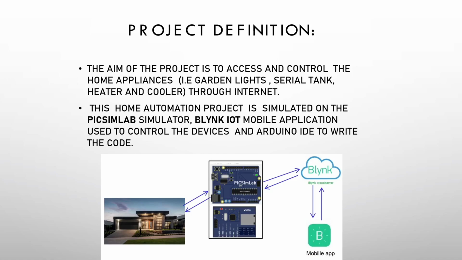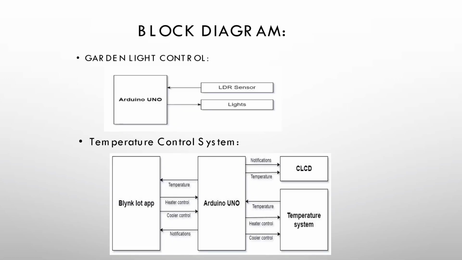Next is the project definition. The main aim of the project is to access and control home appliances such as garden light, water tank, etc. through the internet. This home automation project is simulated on the PictoBlox simulator, with the Blynk IoT mobile application used to control the devices and the Arduino IDE used to write the code. Coming to the next slide, the block diagram.